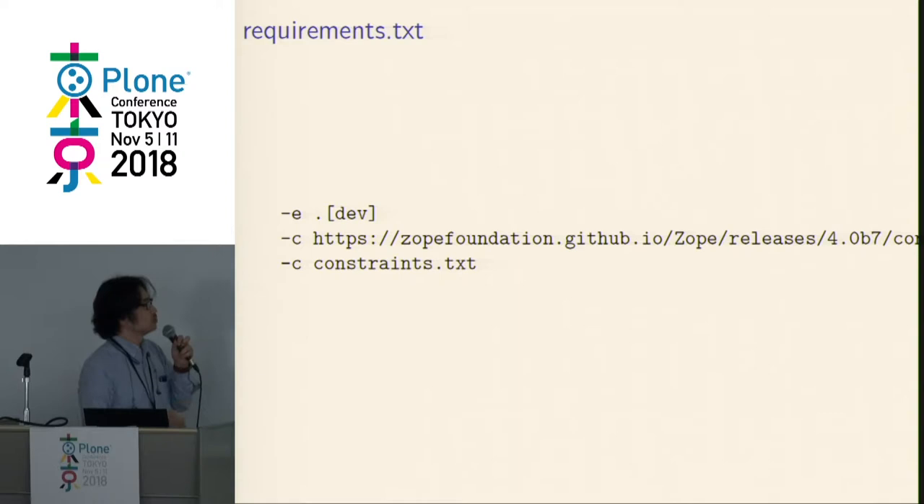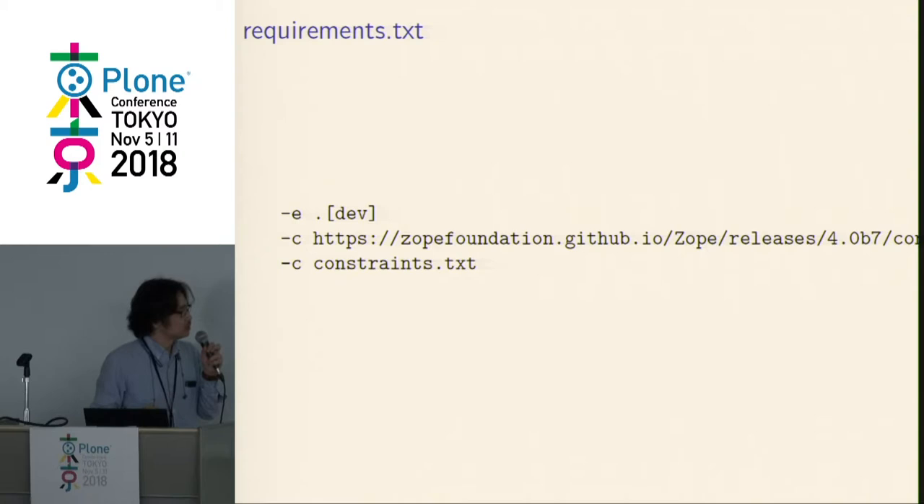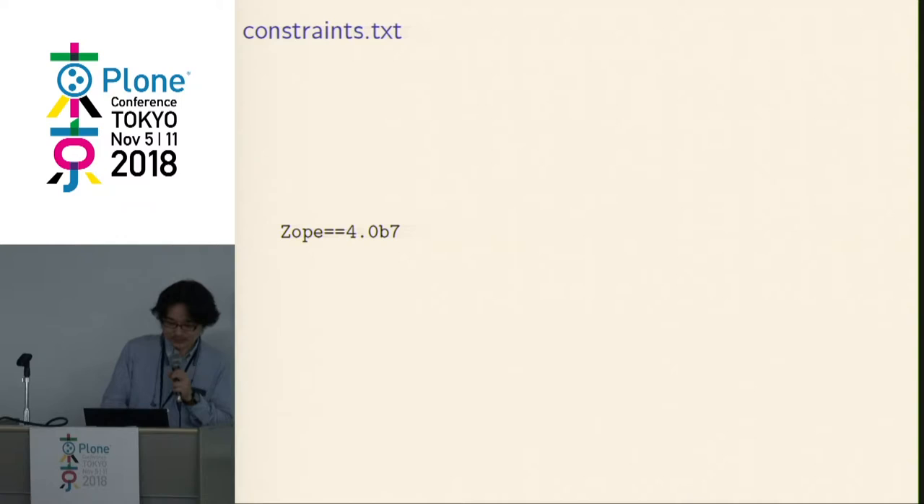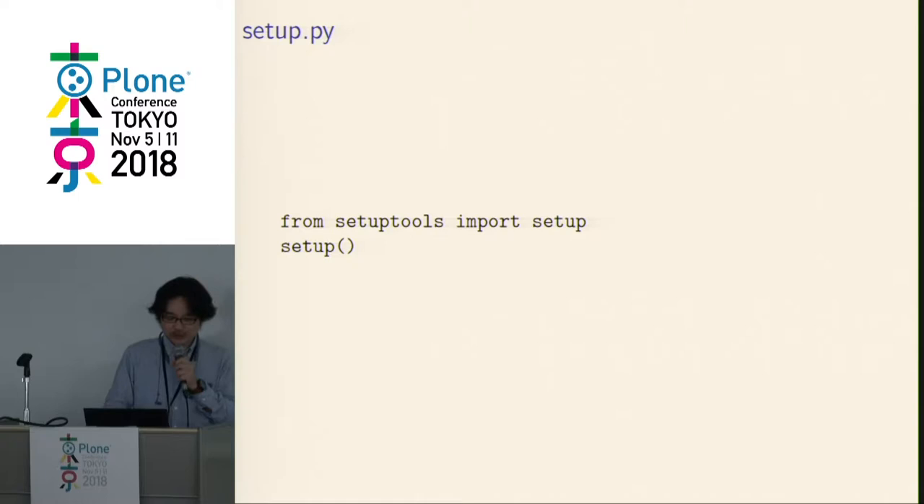The first line is an editable install, and the second line is a constraint to Zope 4.0 beta 7. And then the third line is versioning constraints to my project's dependent packages. I use only Zope, because constraints.txt is one line: Zope 4.0 beta 7. And setup.py is now very simple.